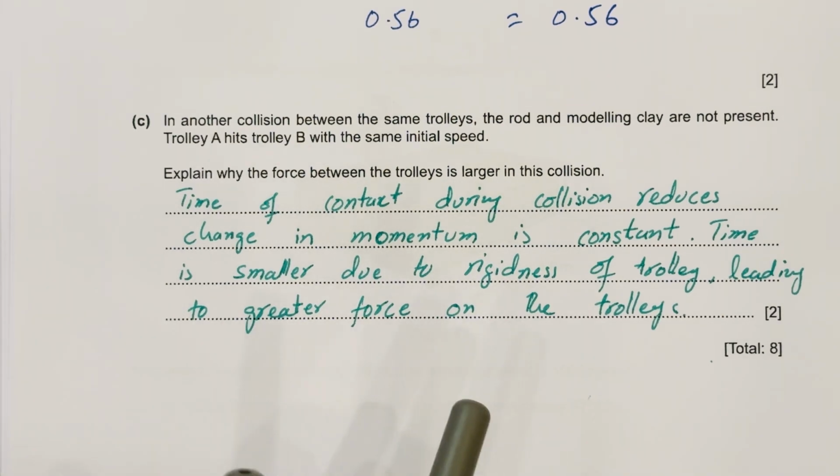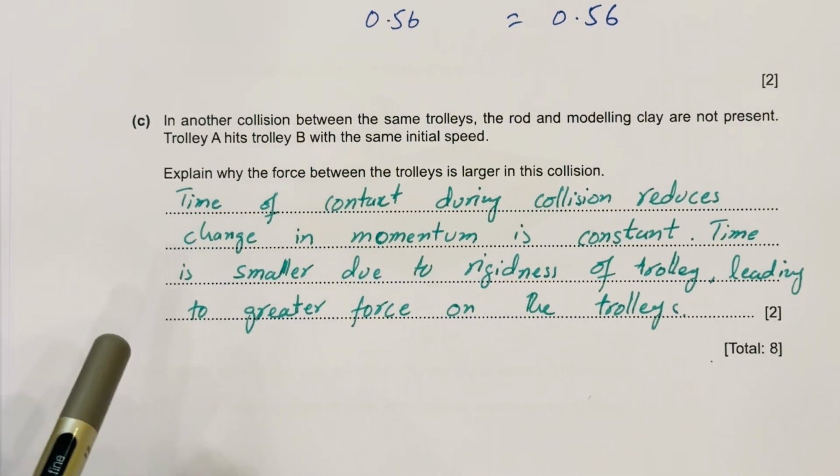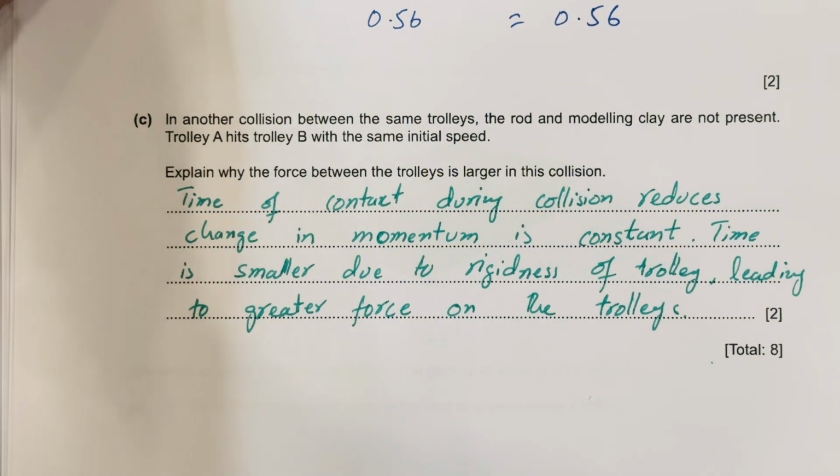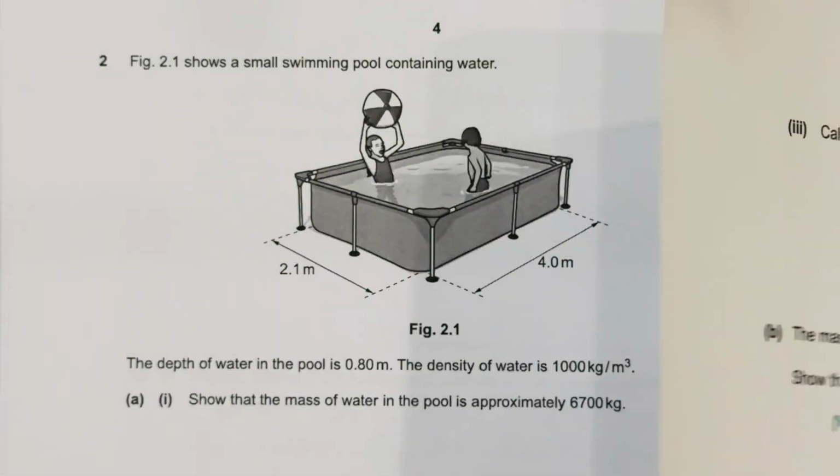It means that the time of contact is reduced. It means the collision would happen sooner. So the change in momentum is constant. Time is smaller due to the rigidness of the trolley, leading to greater forces on the trolley, because now they have the same amount of initial speed. So this was an easy explanation.